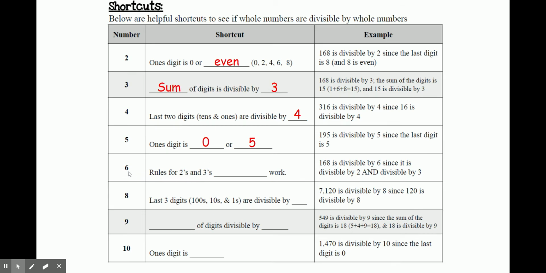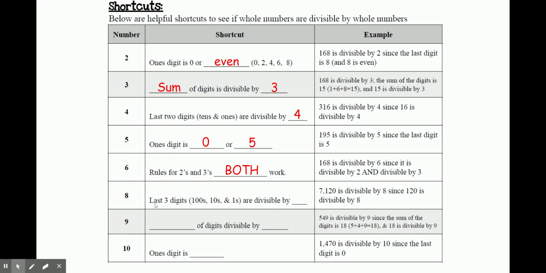Rules for 2s and 3s, sorry. For 6, if it's divisible by 6, the rules for the 2s and 3s both work. So 168 is divisible by 6 because the ones place is even. If you look at that 8, it's even. And the sum of the digits is divisible by 3. So if I add 1, 6, and 8, that equals 15. And 1 plus 5 equals 6, and it's divisible by 3. So if you apply both of these rules, the 2s and the 3s rules, then the number should be divisible by 6.